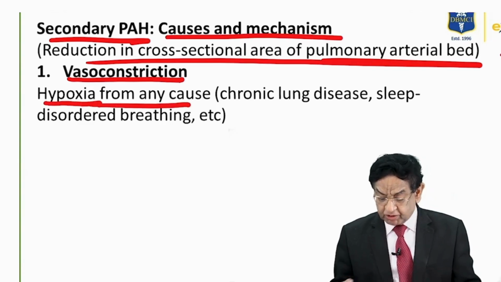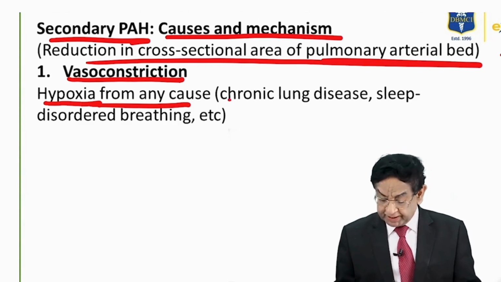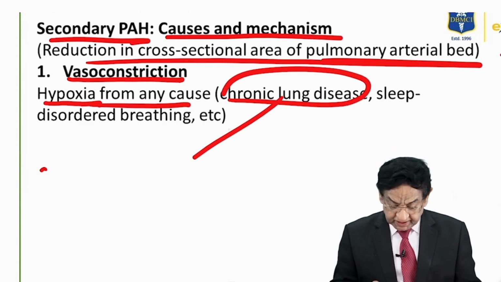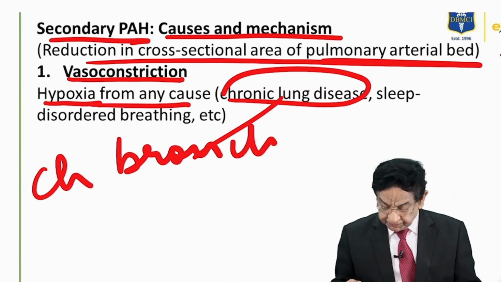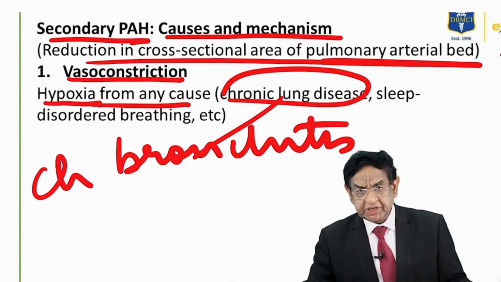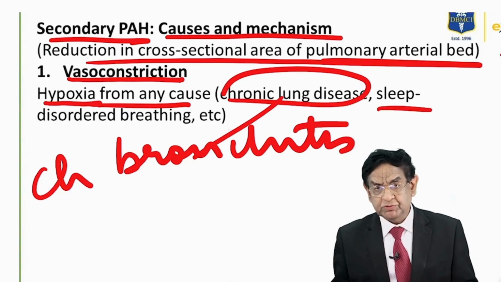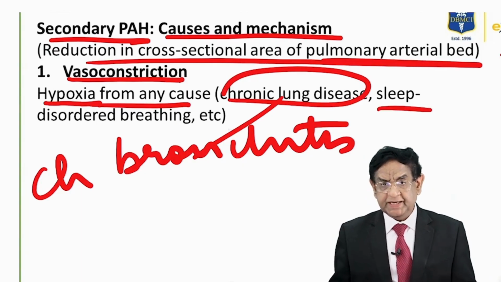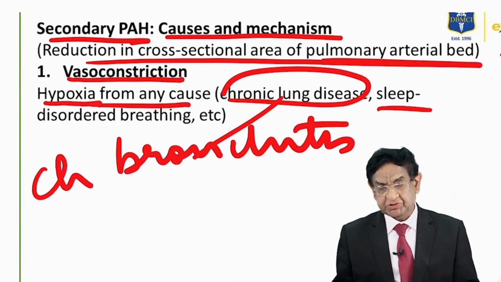From any cause. You remember when I said COPD, chronic lung disease, like chronic bronchitis. In chronic bronchitis, it leads to vasoconstriction. Sleep disorder, again all due to hypoxia. So hypoxia will lead to vasoconstriction.